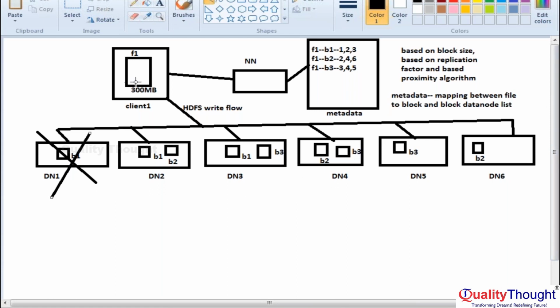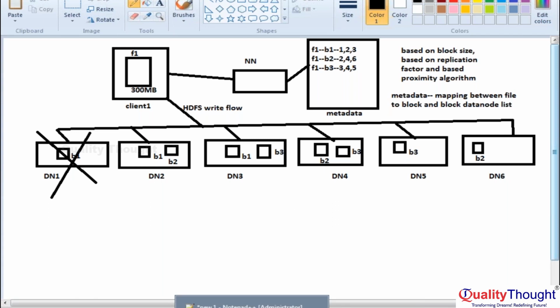Here we'll discuss the HDFS write flow. In this write flow, I will explain how blocks are written into the list of data nodes. Data is written in parallel fashion, so I will explain how data is written into the Hadoop cluster.